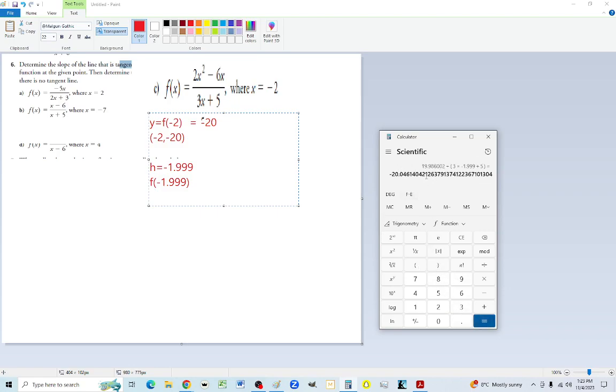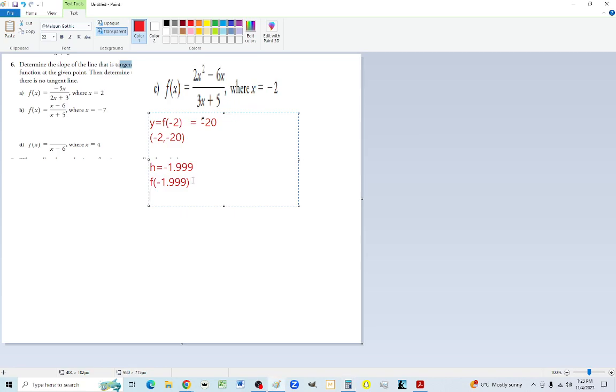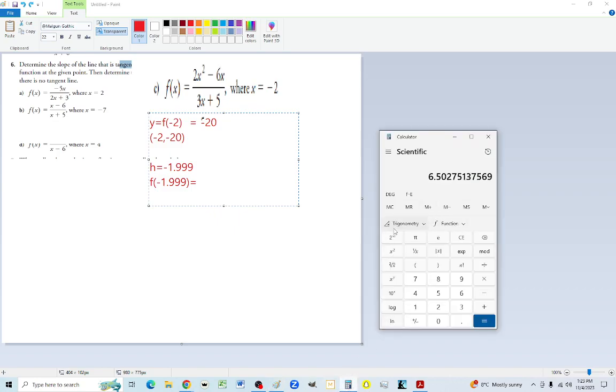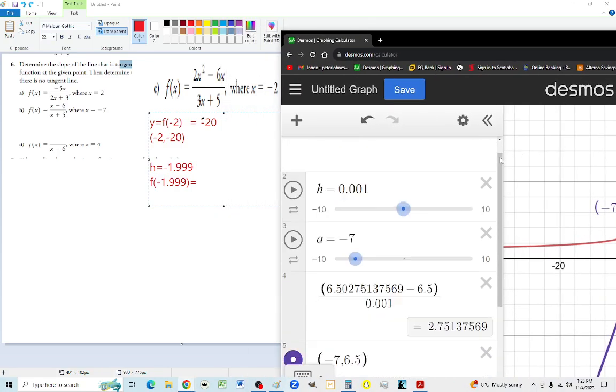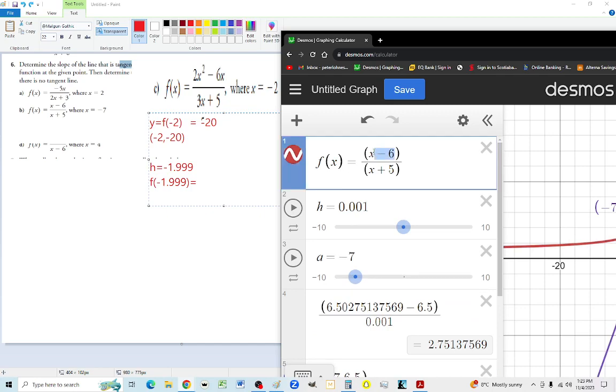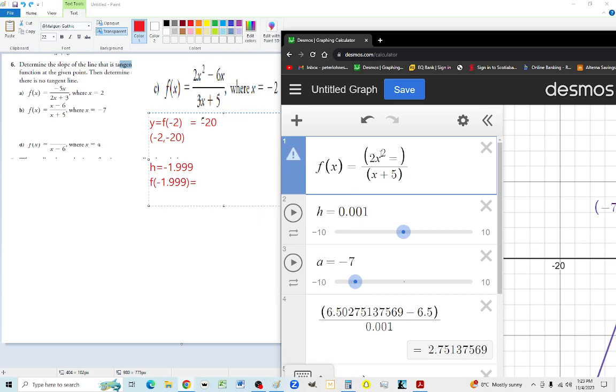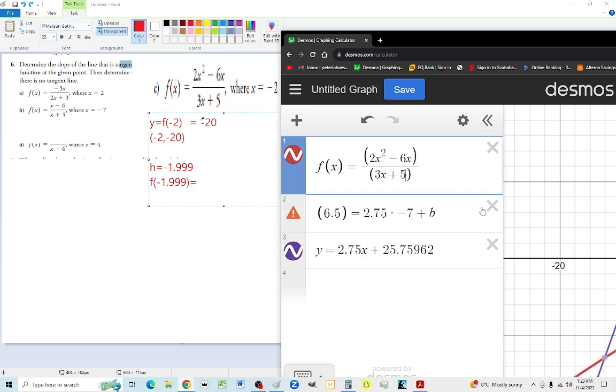And this y should be very close to the other y. So it's equal to that. Nope, I didn't get the right thing. Oh, somehow... well, we're going to let Desmos do it, because I had it and then I lost it. So up here, we're talking about 2x squared minus 6x over 3x plus 5. So we're going to skip the h, and we're just going to do it old school.